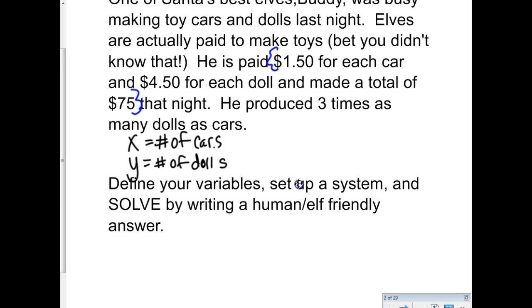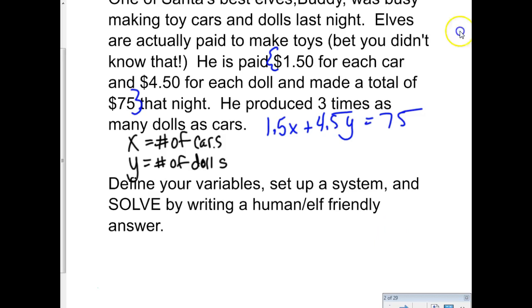All right, so number of dolls. There we go. $1.50 for each car, $4.50 for each doll, and a total of $75. That's an easy sentence for us to create. That's just 150x plus 450y equals 75.